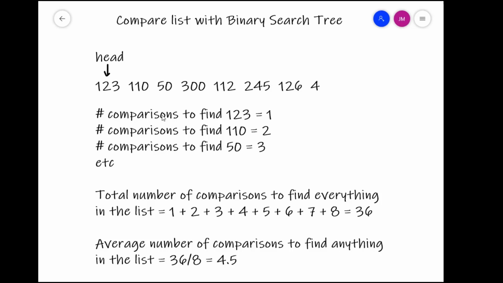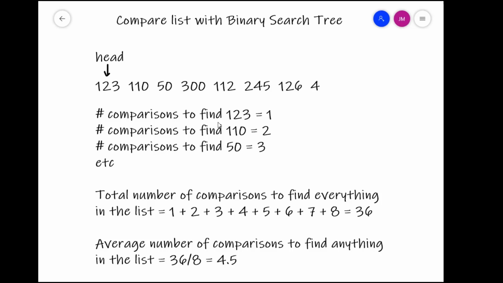If I count the total number of comparisons, well, to find the 123, it was 1 comparison. To find the 110, it was 2 comparisons. To find the 50, it was 3. To find the 300, it's 4. I start at the beginning. I say, is this 300? The answer is no. That's 1 comparison. Go to the next one. Is this 300? Nope, that's 2 comparisons. Go to the next one. Is 50 300? Nope, that's 3 comparisons. Go to the next one. Is this 300? Yes, that's 4 comparisons.